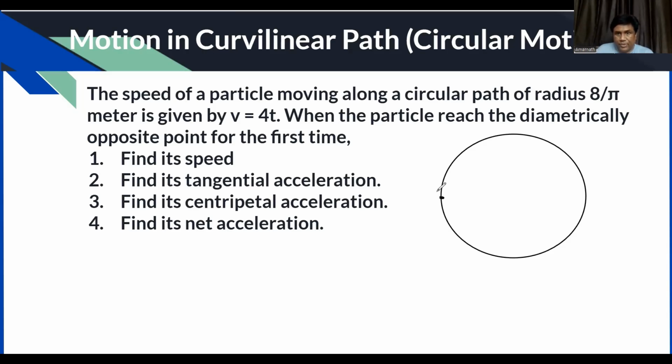And I have started my journey from this point. But the speed is v equal to 4 into t. So the particle will go along this path, and say this point is A. And when it goes to the diametrically opposite point B, what will be the velocity at this point? I don't know, first of all. But they are giving the speed, okay? So speed equal to what?